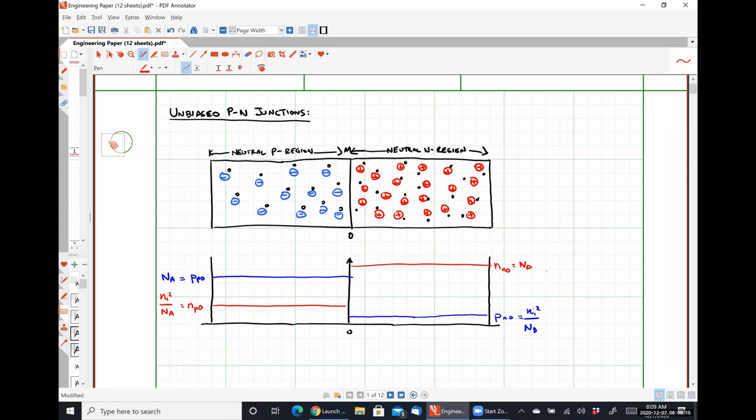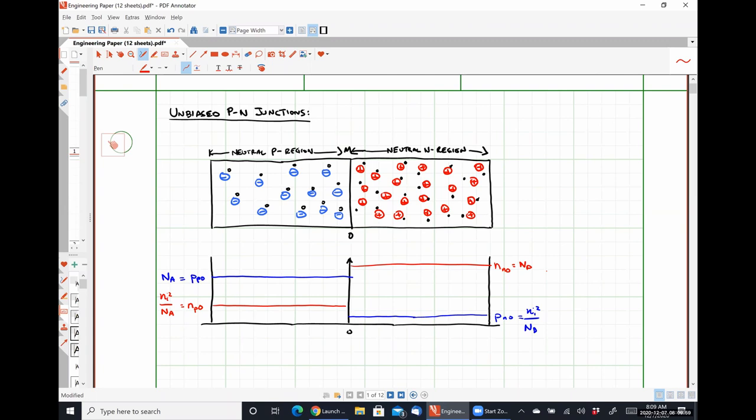So we have a concentration gradient, right? What I mean by that is at our junction itself, at X equal to zero, there is an abrupt change in the concentration levels of our electrons as we move from the left side of the crystal to the right, and there's an abrupt change in the hole concentration as we move from the left side of the crystal to the right. So there is a gradient.